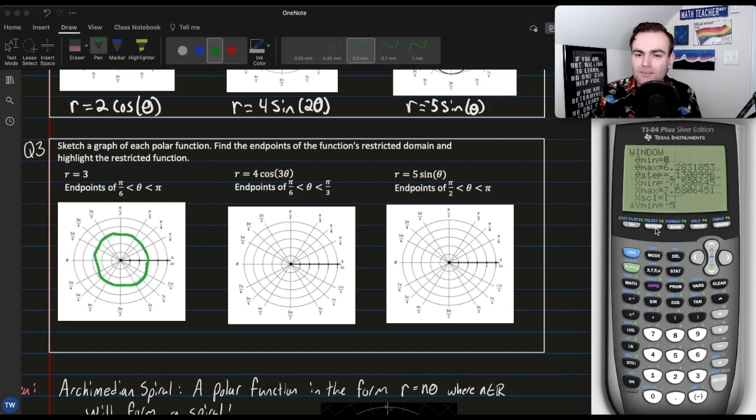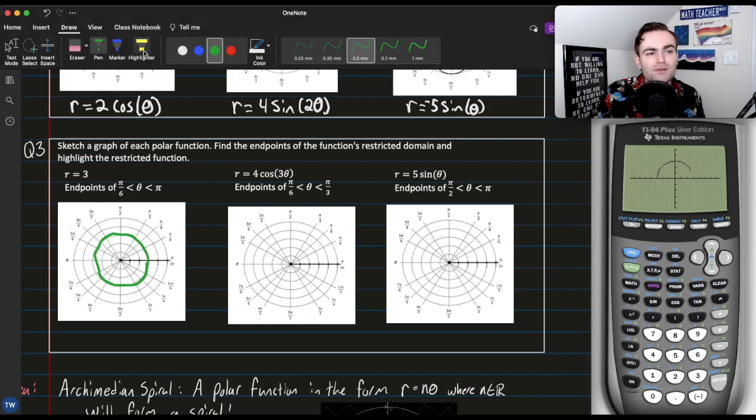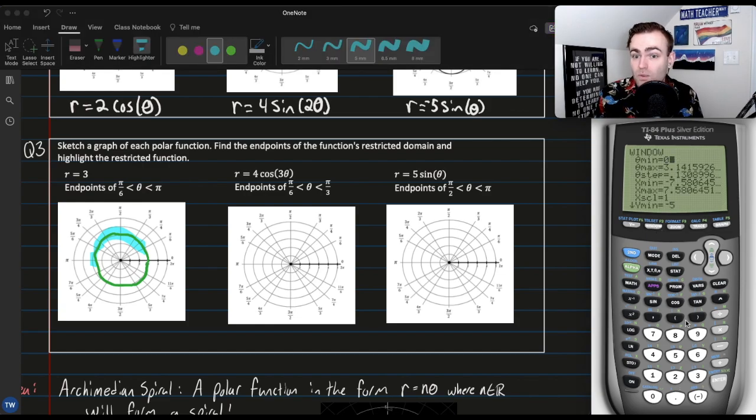If we go to Window, and we change the min and max to pi over 6 and pi, we'll see something happen. So, pi over 6, and then pi, in a graph, it starts there and ends there. So we can see very, very clearly that it starts here and ends here. So we have this part of the circle. Not that bad, right? Let's change back what we changed to pi.